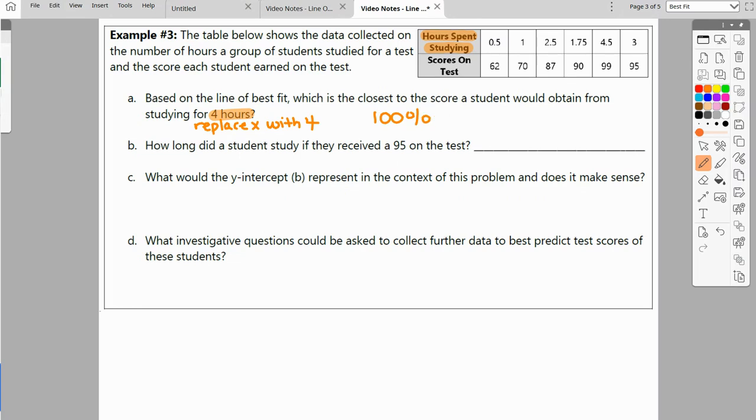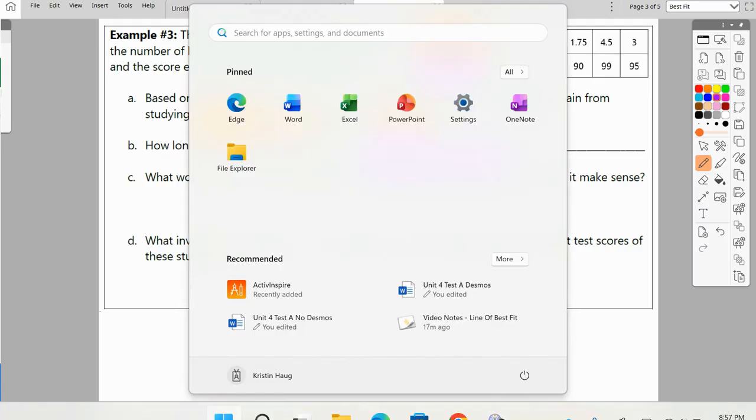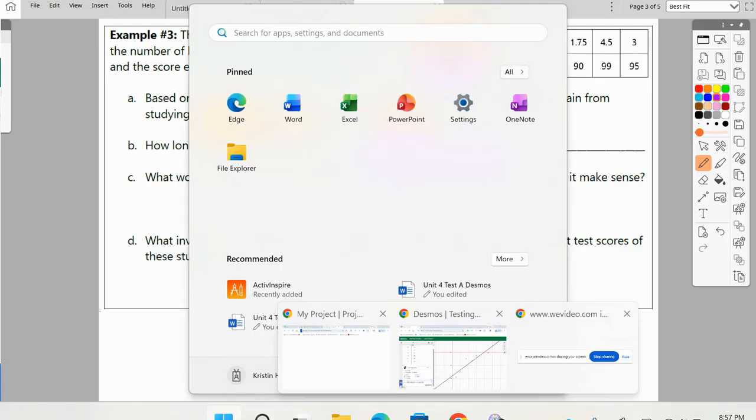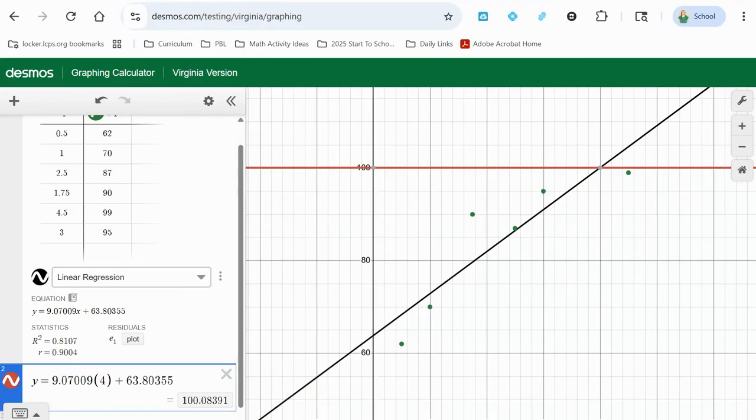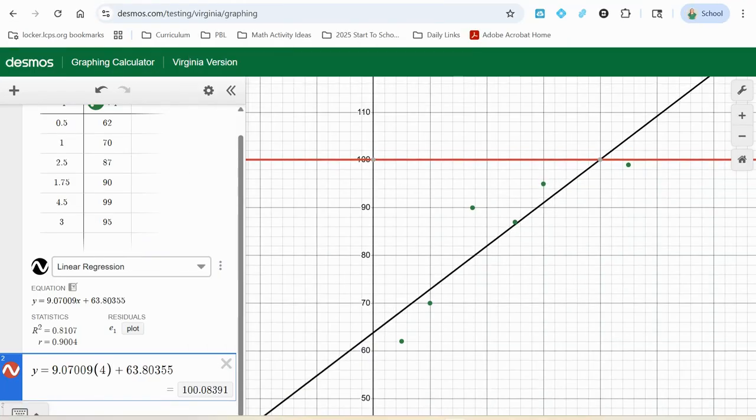How long did a student study if they received a 95 on the test? Right away, I determine that I'm given the score of the test, which is my Y dependent value of my table. So that needs to replace my Y in the equation. This time, the answer is not going to come up on the left of Desmos. It's going to end up being on the graph itself.